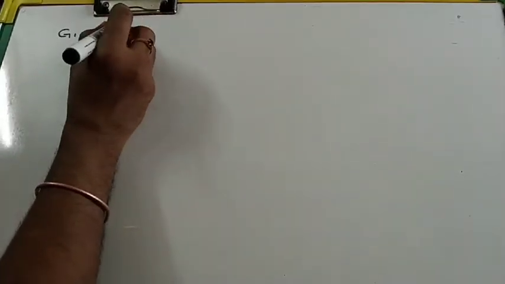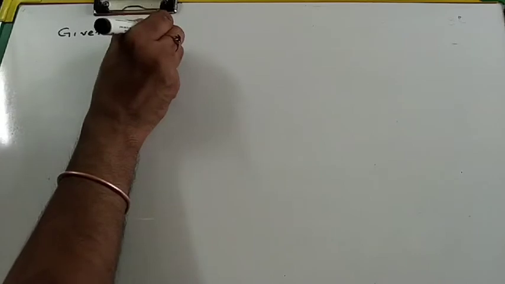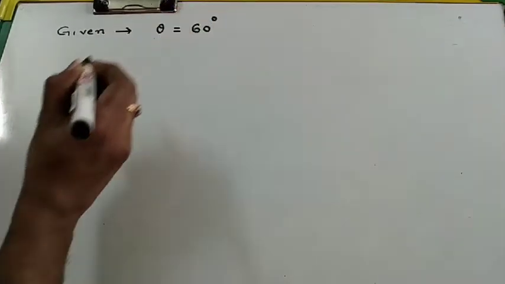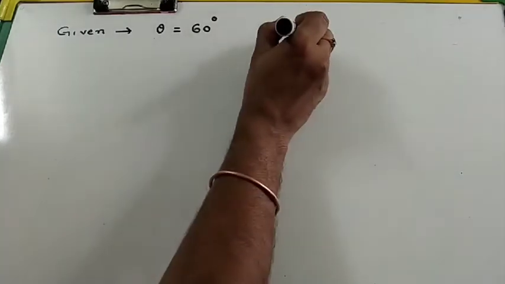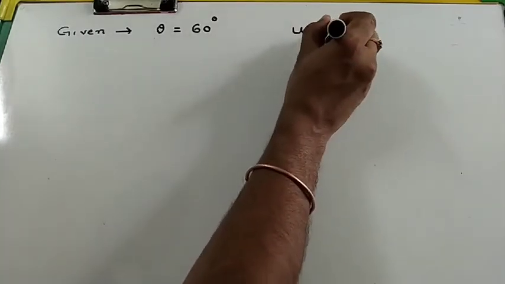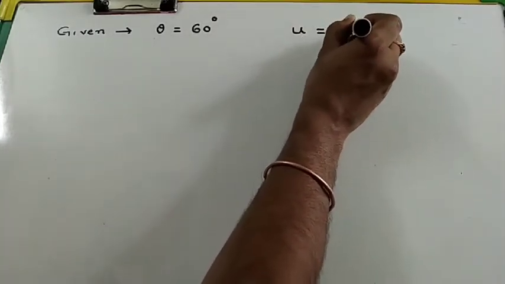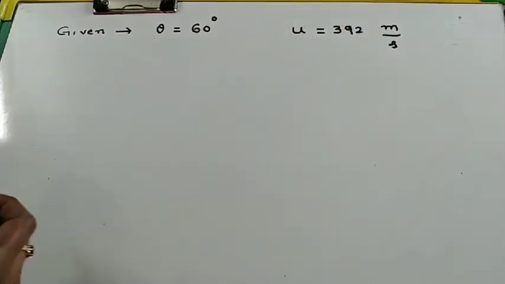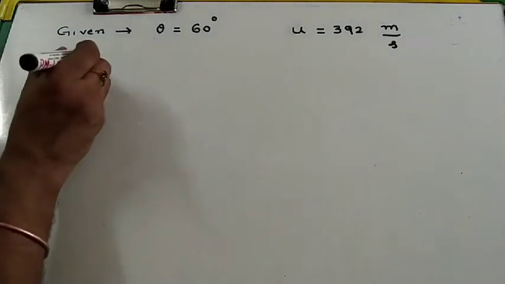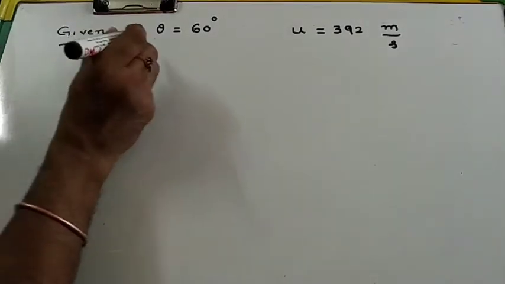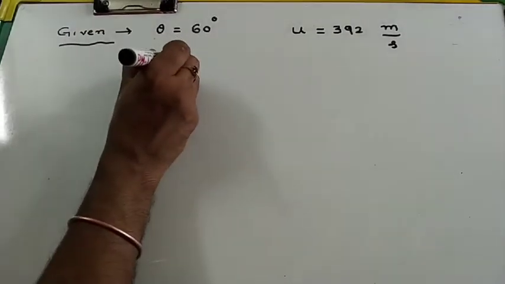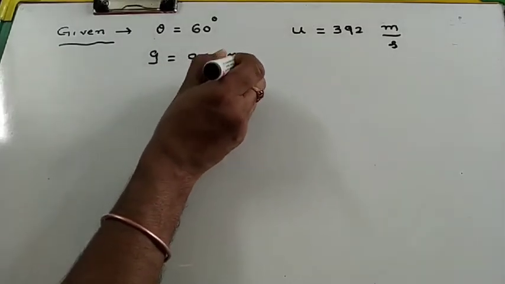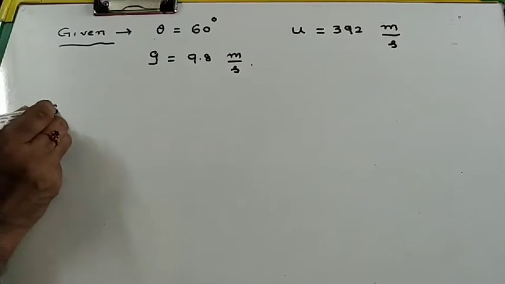Now, what has the examiner given? The examiner has given theta is equal to 60 degrees, initial velocity u is equal to 392 meter per second, and g is equal to 9.8 meter per second square. Now solution.